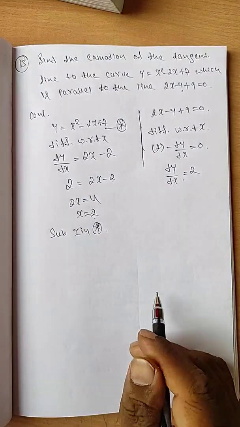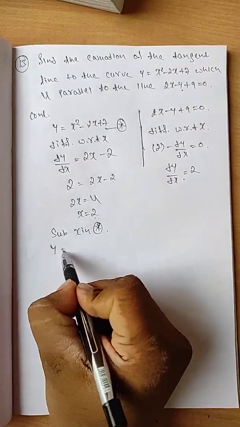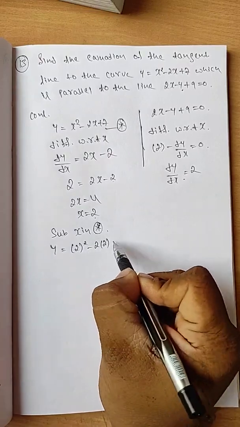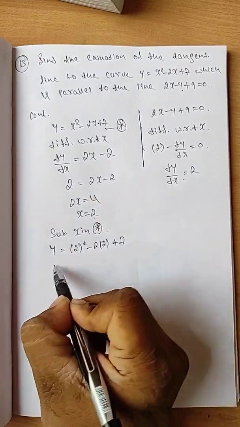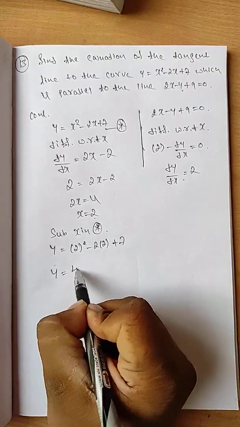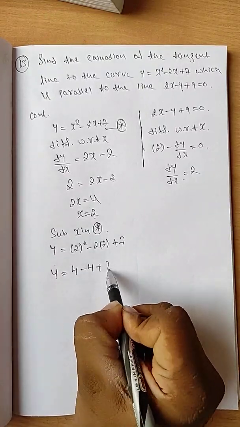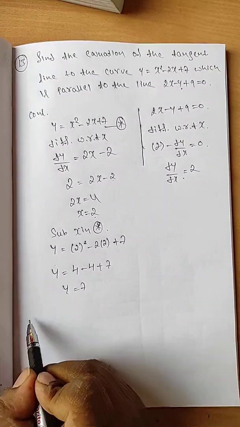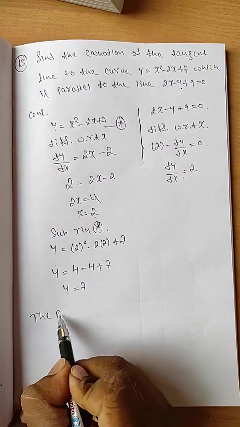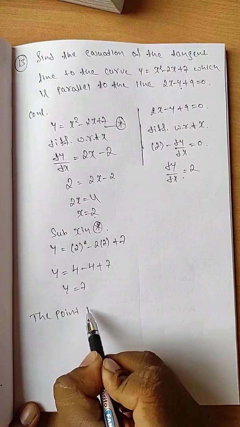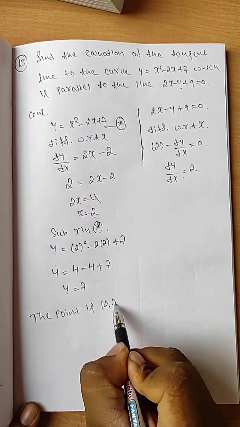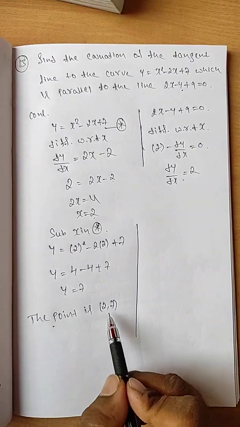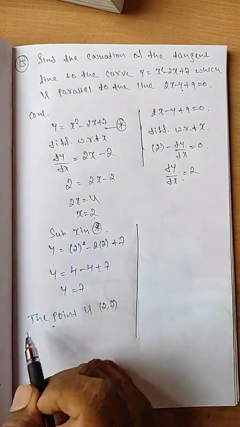Then y is equal to 2 square minus 2 into 2 plus 7. So now y is equal to 2 square is 4 minus 4 plus 7. So y is equal to 7. The point is 2 comma 7. So here the point is 2 comma 7. The slope is what? The slope is 2.